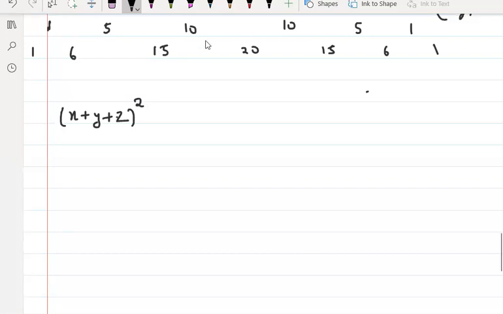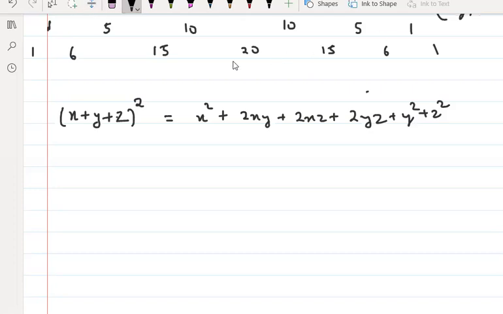Very good, everyone. So everyone remember this formula, I guess, which is x squared plus 2xy plus 2xz plus 2yz plus y square plus z square, right? Very good, everyone.